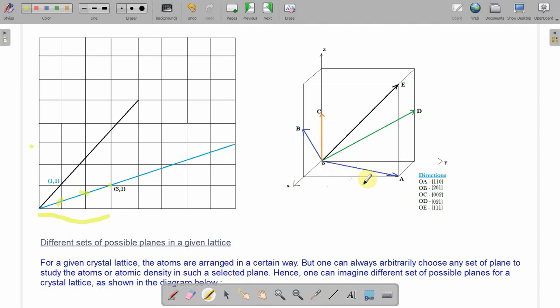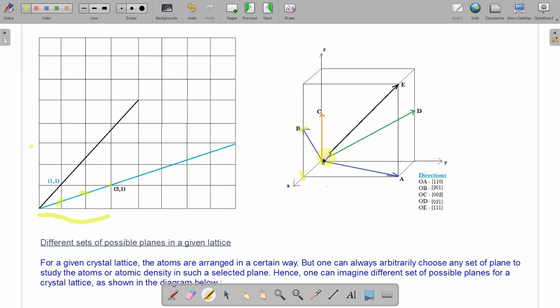Similarly, if you try for OB, it is going through a point here which is half unit along the z direction and 1 unit along the x direction, but half is not an integer. So, we have to assume the extension of this line, and that would cross 2 units on the x direction and 1 unit on the z direction and no unit on the y direction, that is, it is lying on the xz plane.